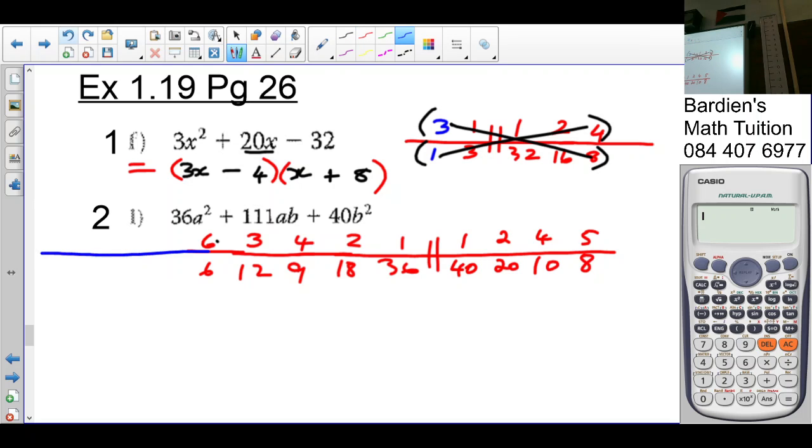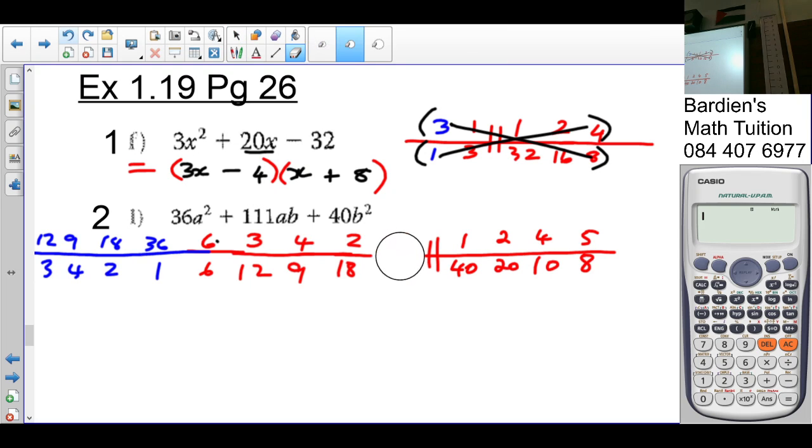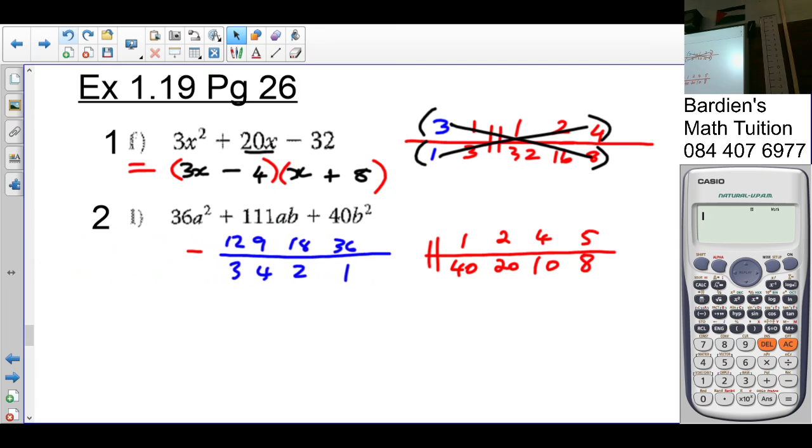Okay, so let's extend this. So you're going to get 36 and 1, 18 and 2, 9 and 4, 12 and 3. 6 and 6 remain 6 and 6. You all agree with that? Since the product line is fairly large, I'm going to take out what I don't need, so that we can just bring it together, okay?